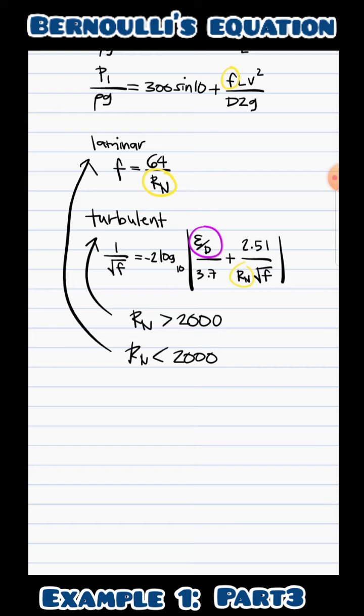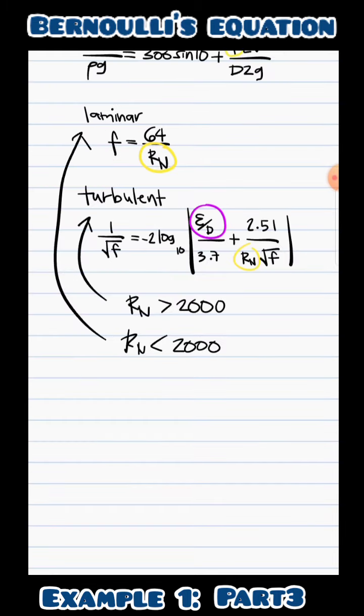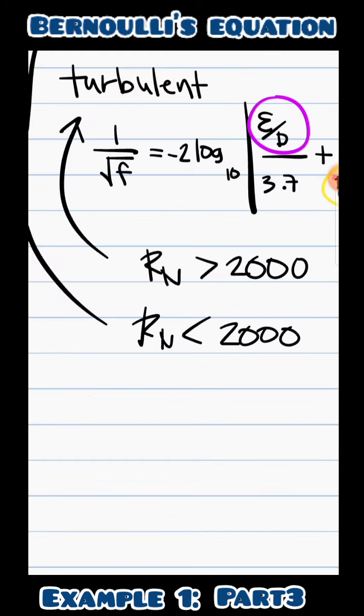Now, they said that if the Reynolds number is greater than 2000, it's turbulent. If it is less than that, then it is laminar flow. But how can we know? How can we solve for the Reynolds number? To solve for the Reynolds number, we have this equation.